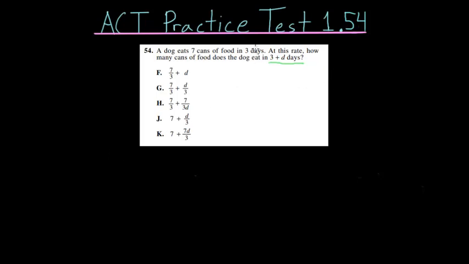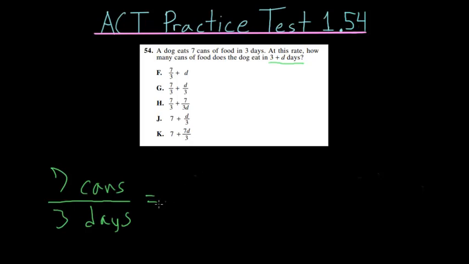So let's start with what we know. The dog eats 7 cans of food in 3 days. And since we want to figure out how many cans of food the dog eats in 1 day, we can write this as a ratio. So we have 7 cans, and it takes the dog 3 days to eat that.